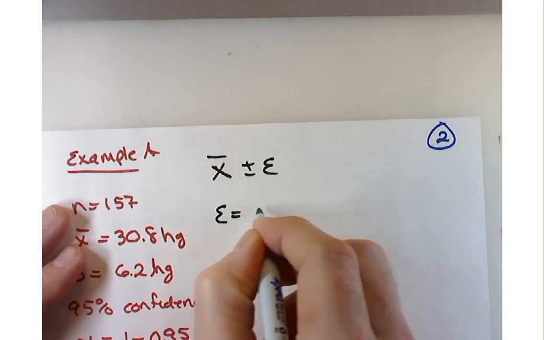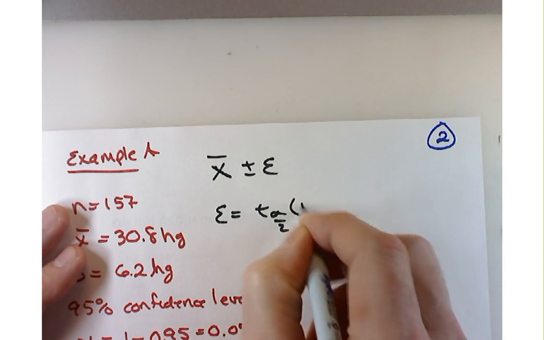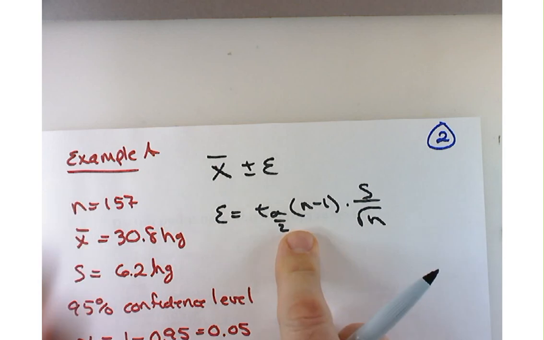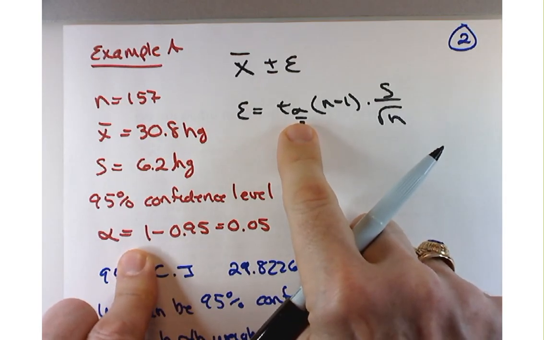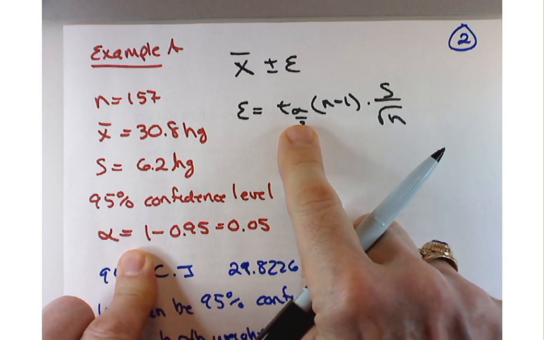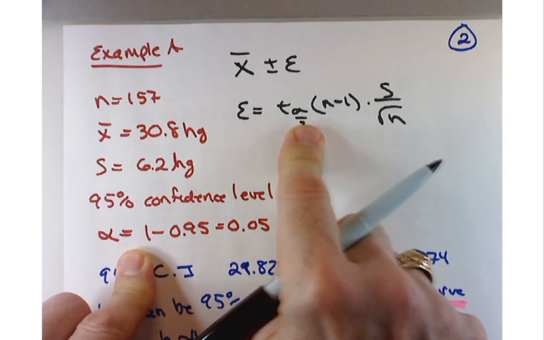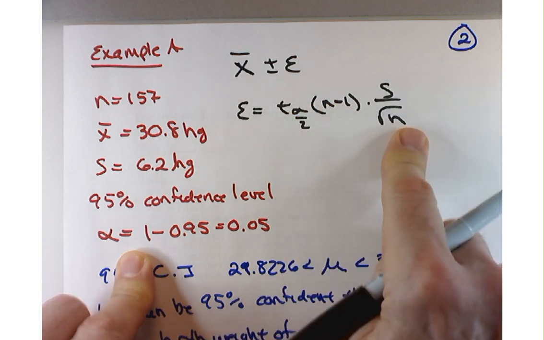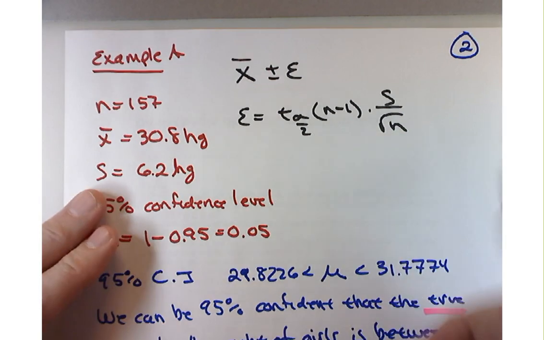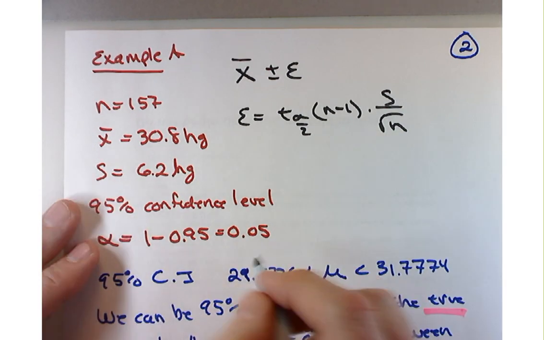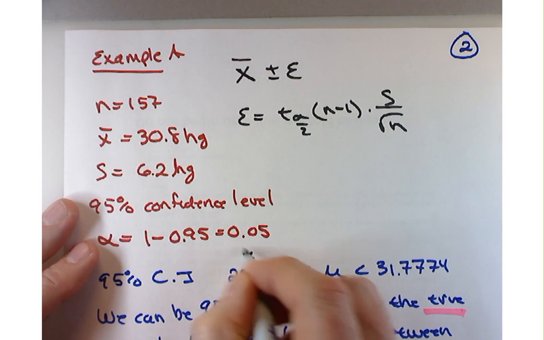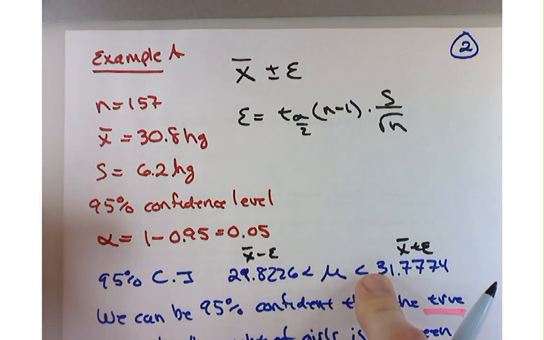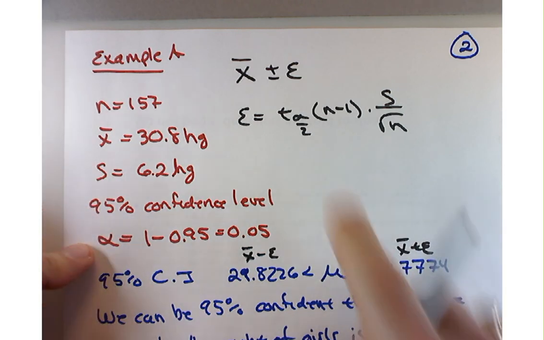E has the form of t sub alpha over 2, with n minus 1 degrees of freedom, times s over the square root of n. So alpha is the 5%. That puts you at a place out in the right tail of the t-distribution so that you can get this number. And then you multiply by the standard deviation divided by the square root of n. That gives you your error term. This down here is your x bar minus E, and this is your x bar plus E. So in direct answer to your question, alpha comes into play in getting your t-value.